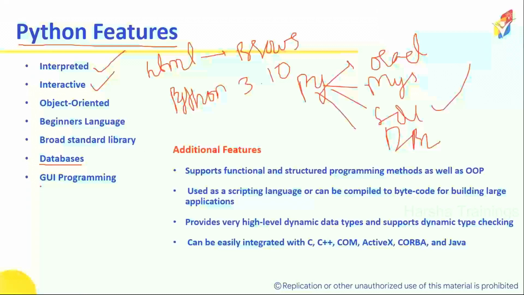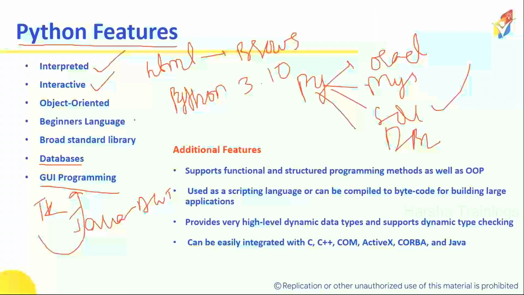Now, Python has GUI programming. If you know Java, you have a concept called AWT, Abstract Windows Toolkit. By using this, I can create graphical user interfaces like list boxes, check boxes, text boxes, and so on. In Python, there is a toolkit called Tcl/Tk. Using this, I can create graphical user interface programs. Clear for you?